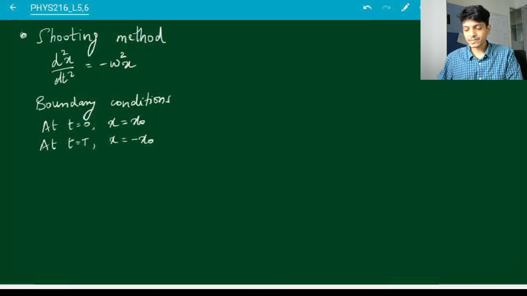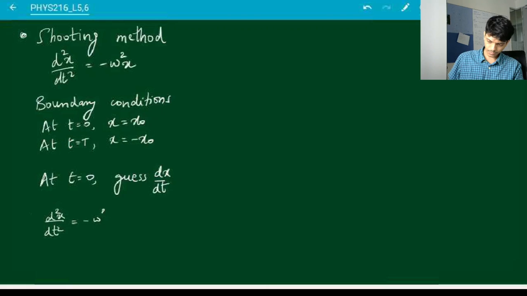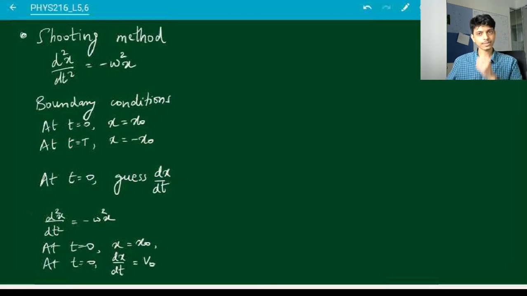What I will do is, I will try to guess what should be dx by dt at t equal to 0. So suppose I have this system of equations. Suppose I have d2x by dt square equals minus omega square x, and the boundary conditions: at t equal to 0, x is x0, and at t equal to 0, dx by dt, let me call it some v0. So v0 is some value that I'm guessing. Okay, I'll take any value that I feel like.